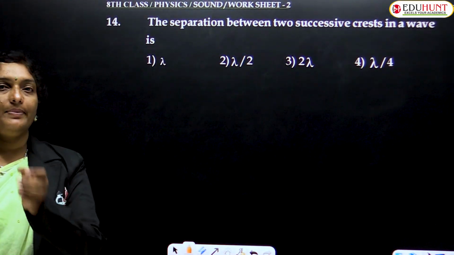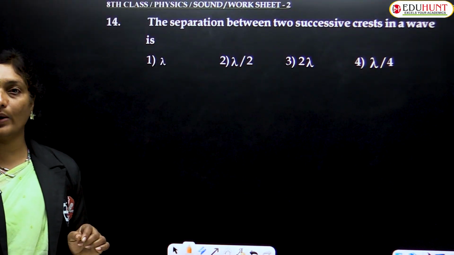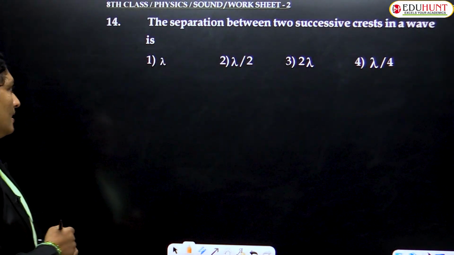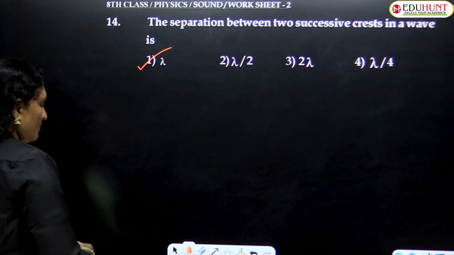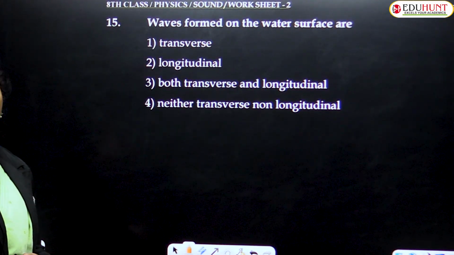Well, the next question, the separation between two successive crests in a wave is a wavelength. Between two crests or between two troughs, the distance between any two crests or troughs is called a wavelength, indicated with the letter lambda. Hence, for the 14th one, the first option is true. What is the answer? Lambda.